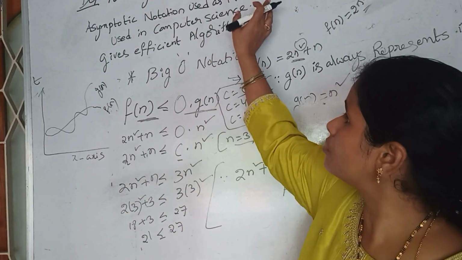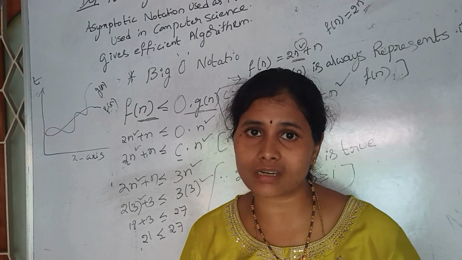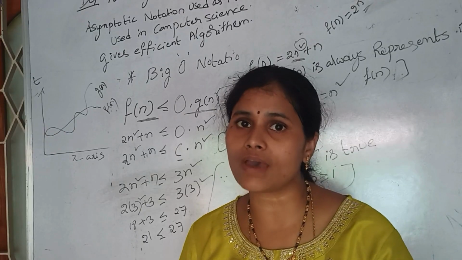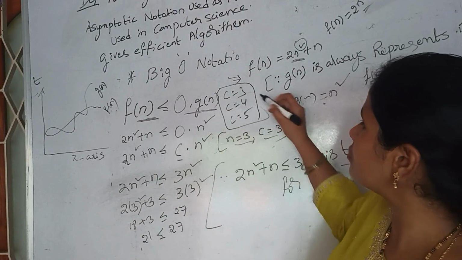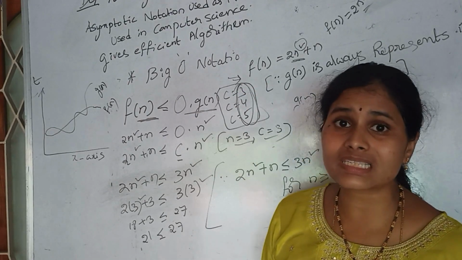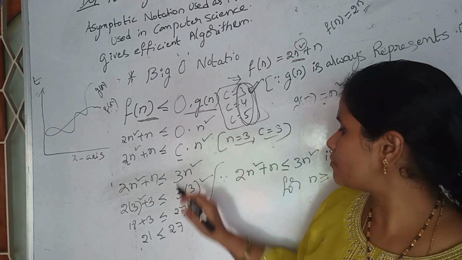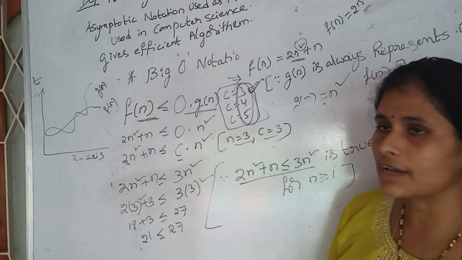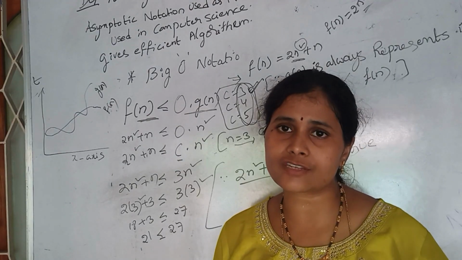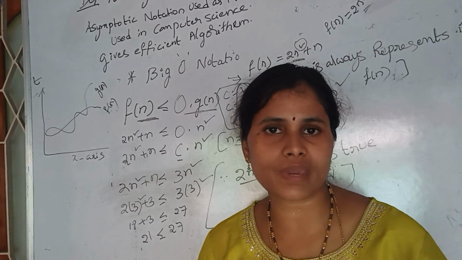I already wrote in the definition of big O notation that we need to take the least upper bound value. So what is the least value among these three values? Here the least value is 3. So finally our statement is that 2n square plus n is less than or equal to 3n square, true for all n greater than or equal to 1. So this is all about big O notation.